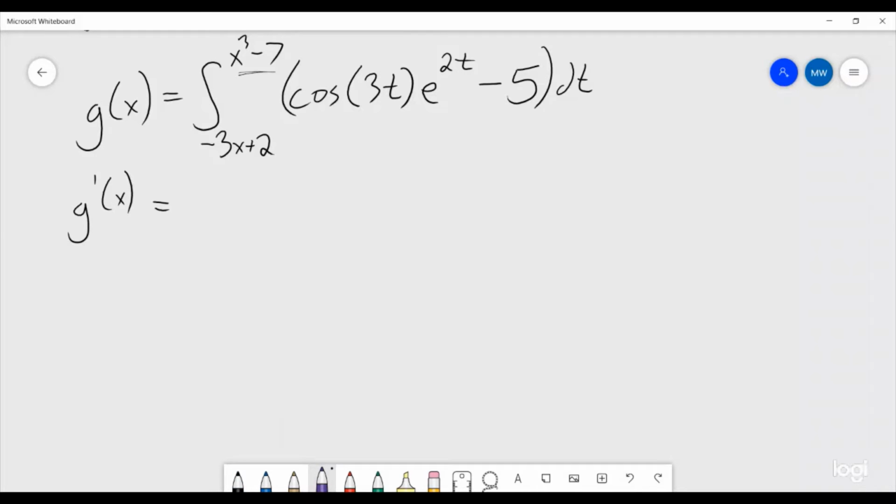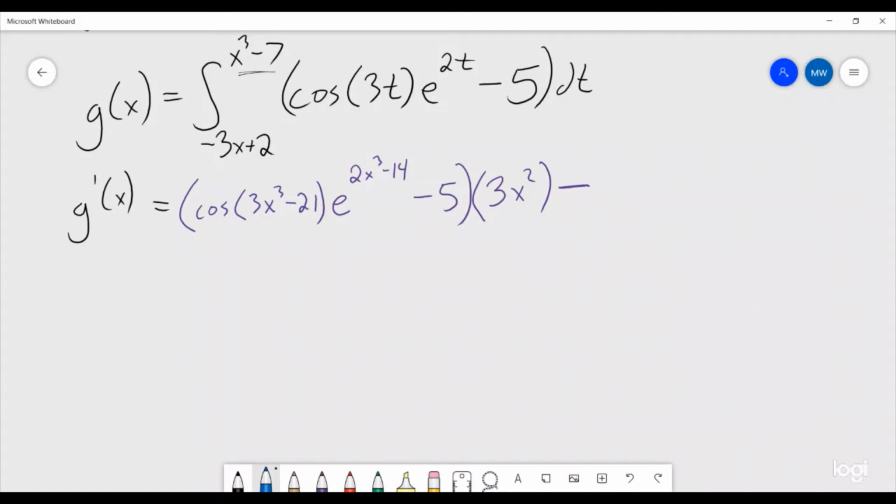So that means that our first one is going to be cosine of 3x cubed minus 21, because that's 3 times x cubed minus 7. So we have e to the 2x cubed minus 14 minus 5 multiplied by the derivative of x cubed minus 7. So the derivative of that is 3x squared. So that's our function evaluated at the top, and then we subtract from that the function evaluated at the bottom.